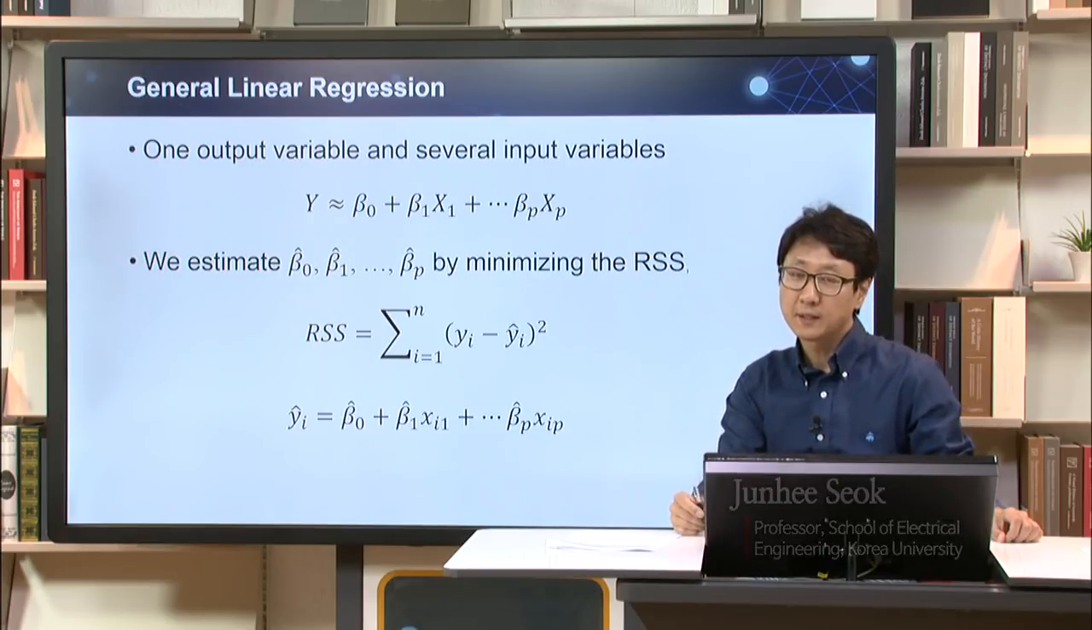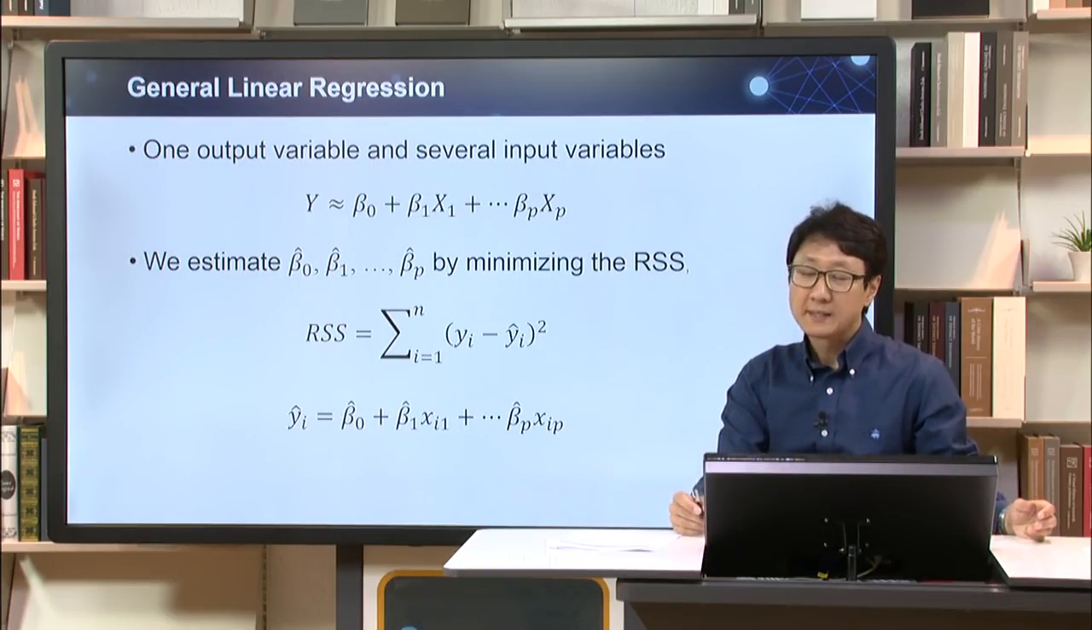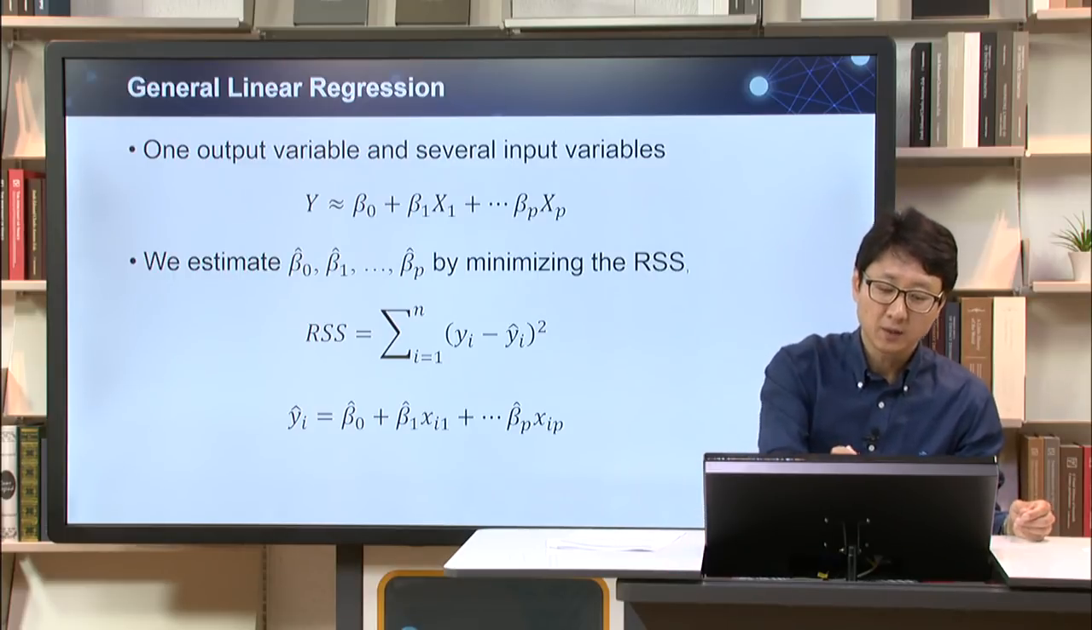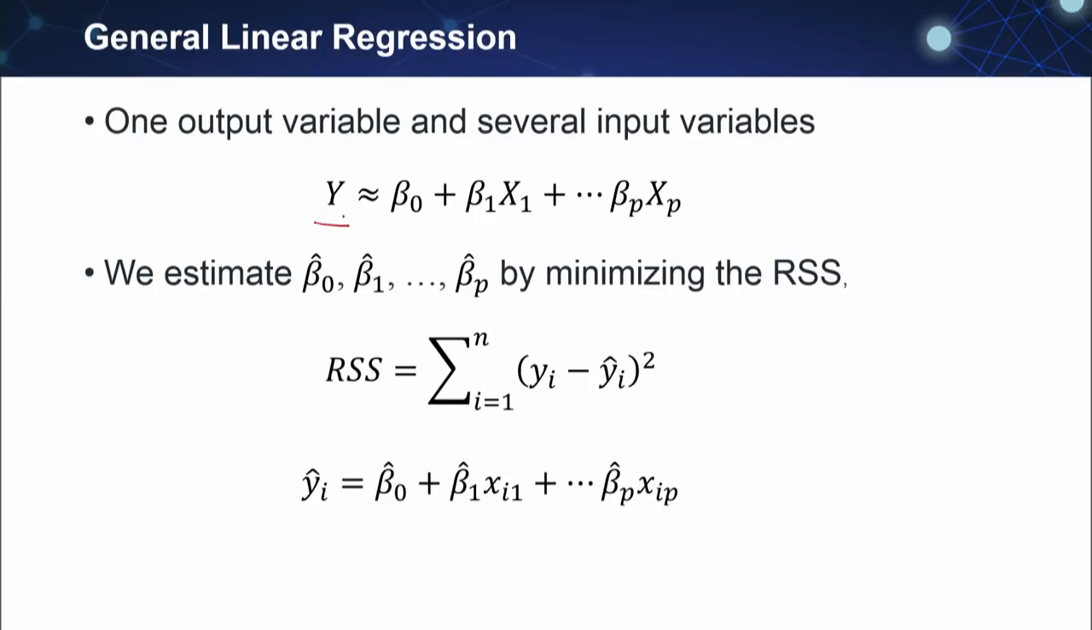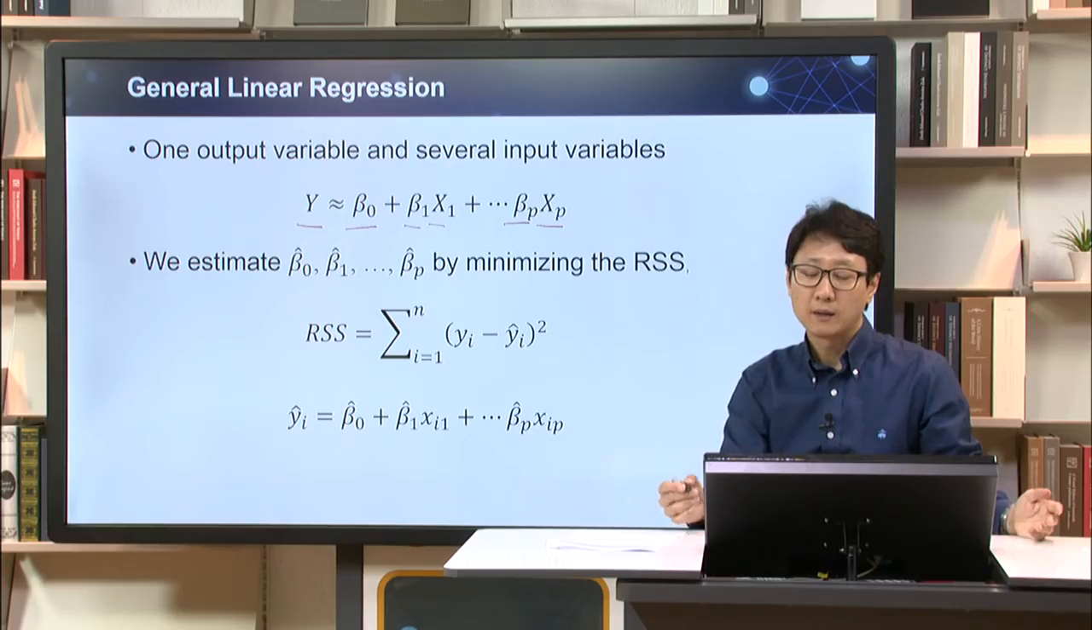In the last session, we mainly looked at simple linear regression with only one input variable x. However, generally, we have several input variables for one output variable. So a general linear regression model is: output variable y is modeled by beta 0 plus beta 1 x1 plus beta 2 x2 and so on, plus beta p times xp. In total, p input variables.